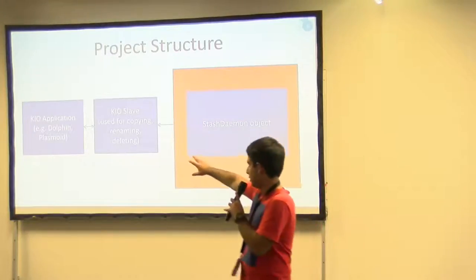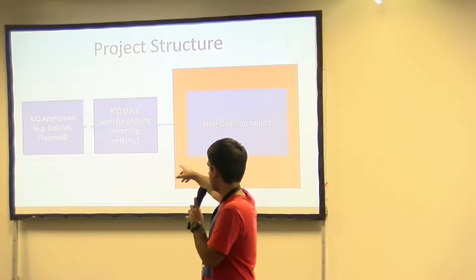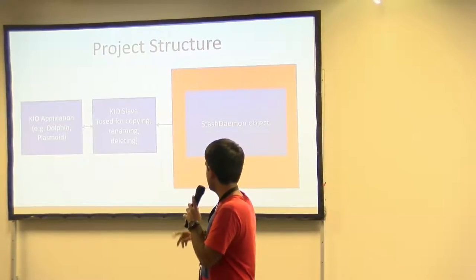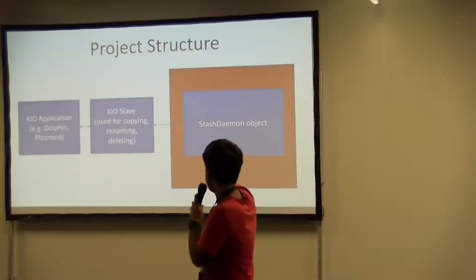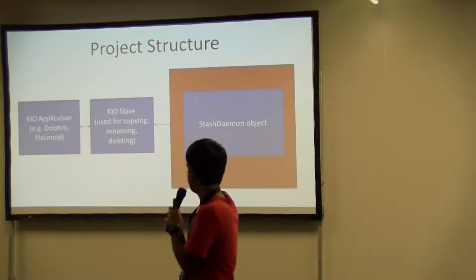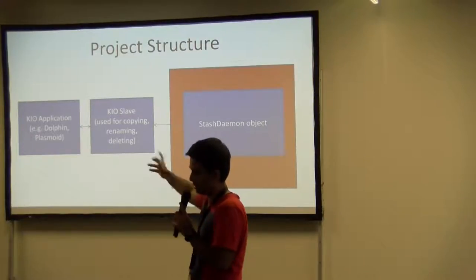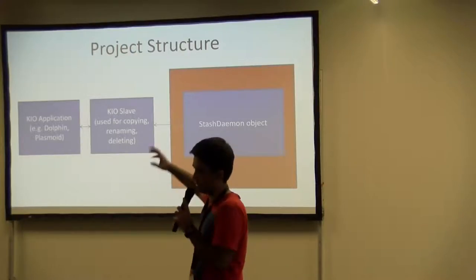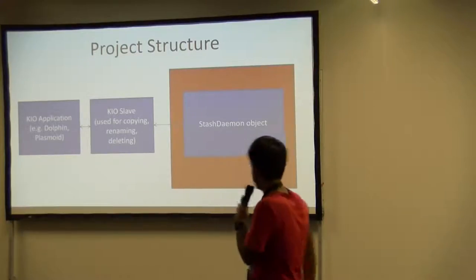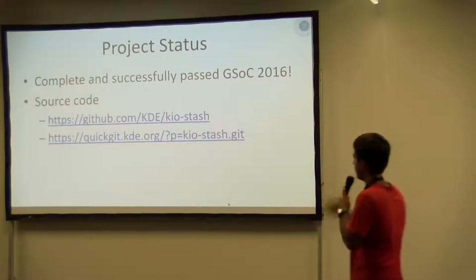So you have a KIO application, which can be Dolphin or the Plasmoid or something. And it's talking to the KIO slave for copying, renaming, and deleting. And this KIO slave is just contacting the stash daemon object, which is living in the KDED5 process. So the slave and the daemon object are communicating over D-Bus, and the KIO application is just displaying whatever the KIO slave is listing. So that's it. The source code is, of course, open source, and you can see it if you'd like to.